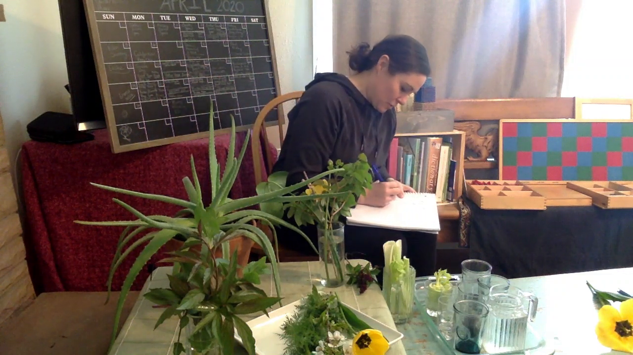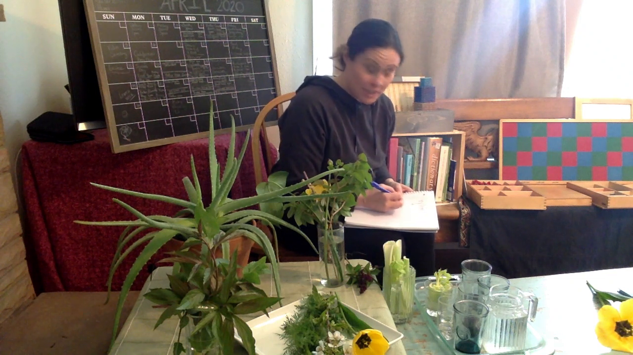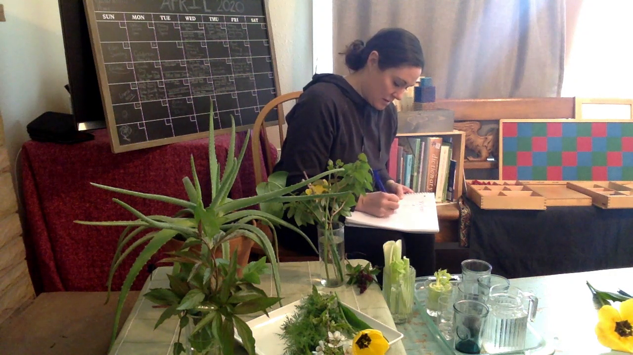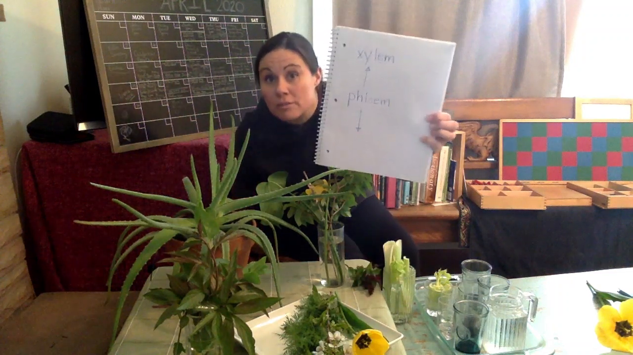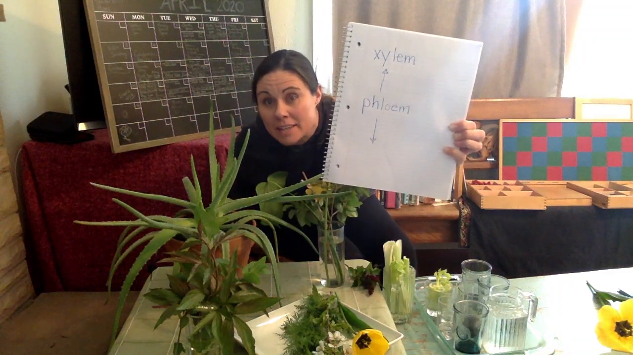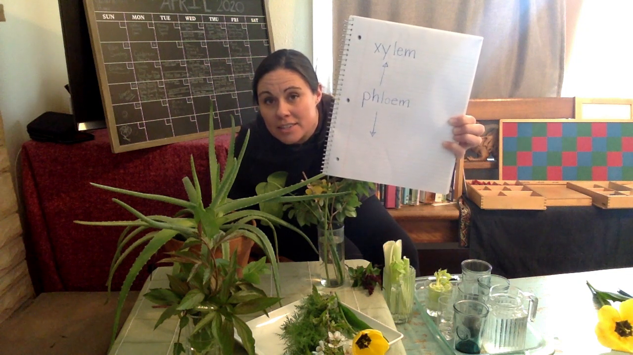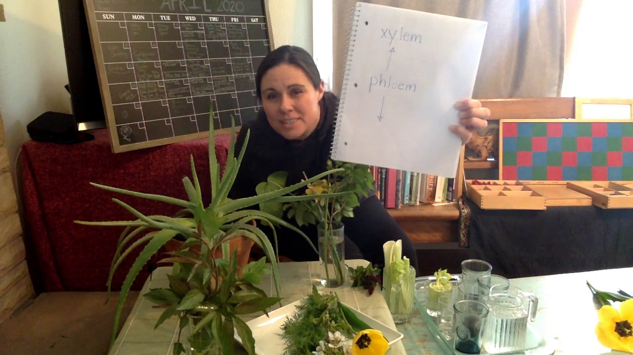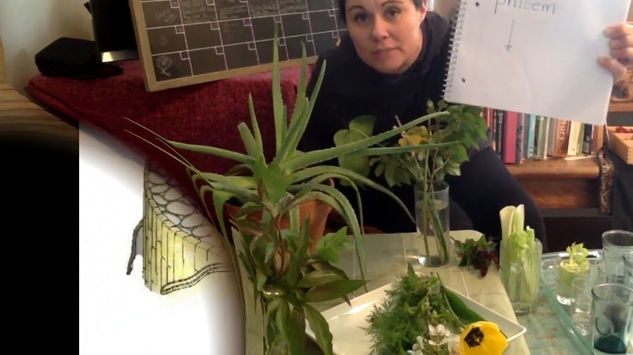And the phloem, or maybe phloem, I forgot to check my pronunciation before this lesson, takes the sugar or food that the plant makes down. And they're like these little tiny tubes inside of the stem. And in order to see the inside of a stem, we're going to have to take a closer look.